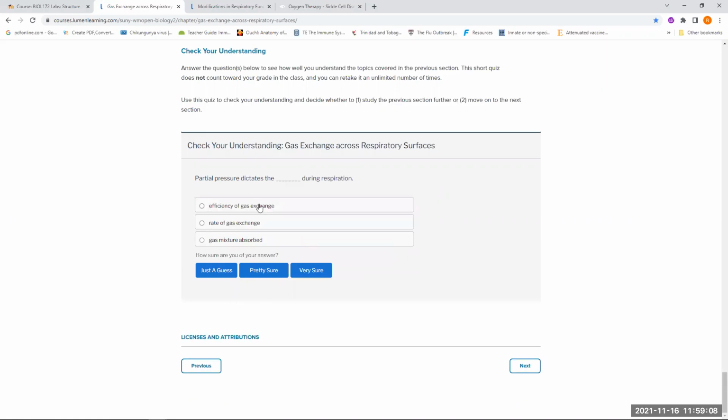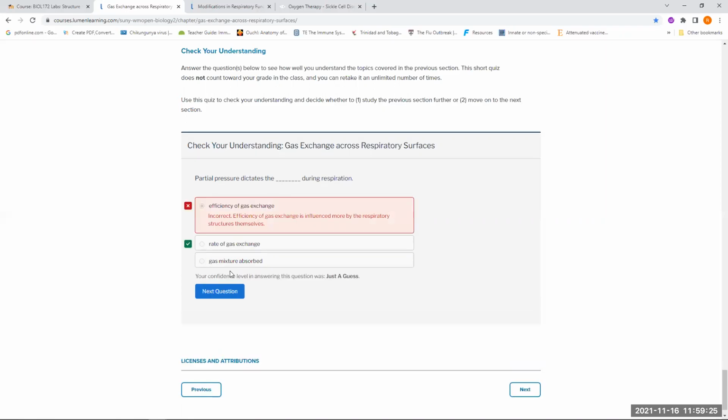Let's look at another one. Partial pressures dictate the something during respiration. So the efficiency of gaseous exchange. The partial pressure will dictate the rate of gas exchange. Knowing the difference, we do know the gases move from the area of high concentration to low. Once that difference is great, that will dictate the rate or the speed.